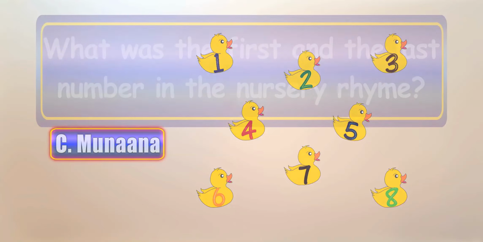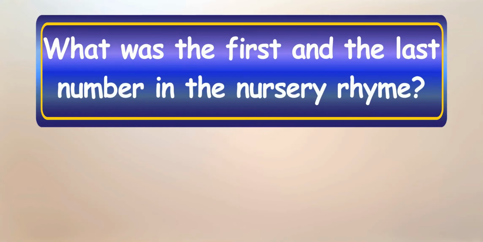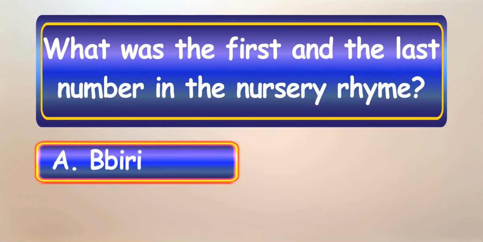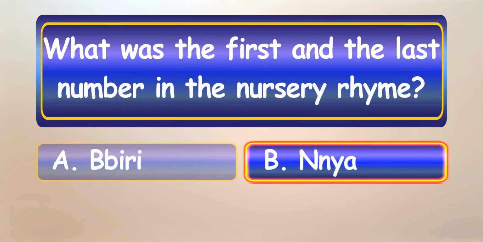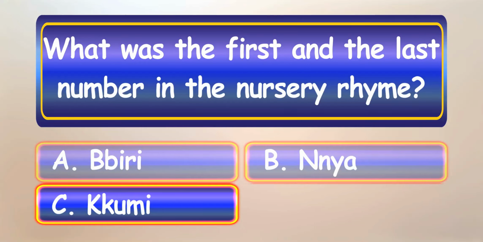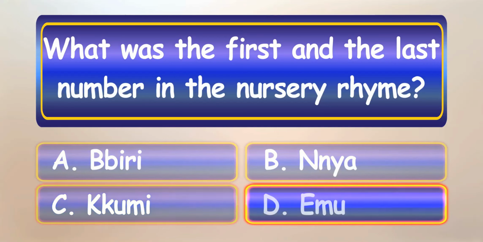Question 3. What was the first and the last number in the nursery rhyme? Is it A, Bbiri? B, Nnya? C, Kkumi? D, Emu?